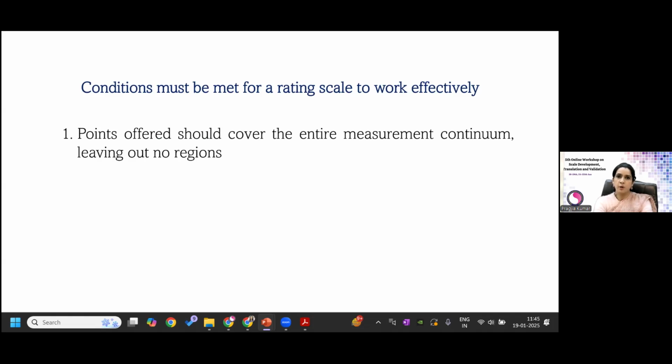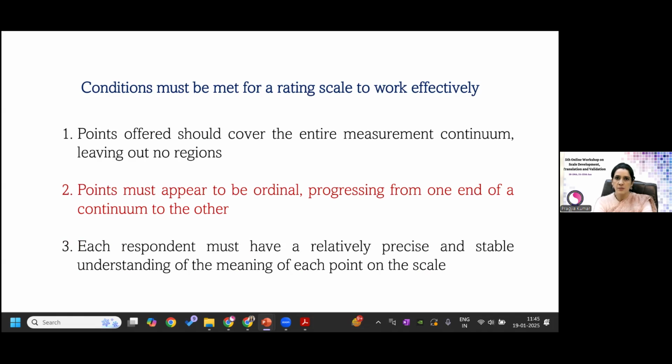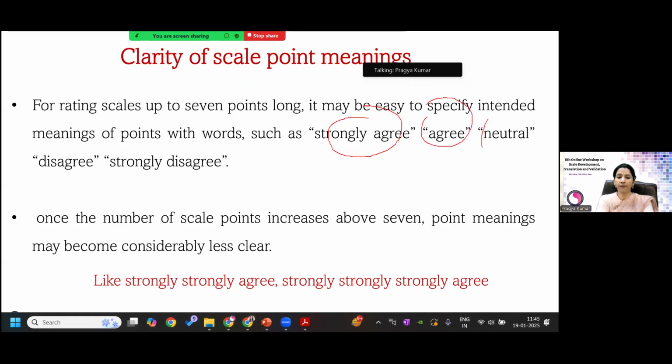Ideally, we say that the points should measure the entire continuum, leaving out no region. If you see the ordinal scale, it is increasing, but there should be equal spacing in between, from the lowest to the highest. Coming to the clarity of these scale points, I was just talking regarding the 5 point and 7 point. If you see the 5 point, generally you have strongly agree, agree, neutral, disagree, and strongly disagree.